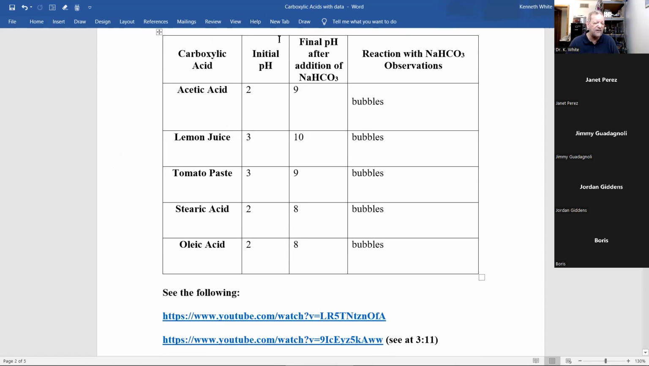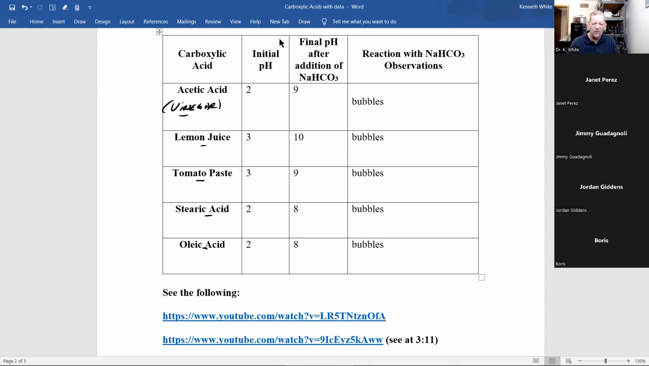Now, what are the products you test? Acetic acid, which is really, we use vinegar. Remember, acetic acid and water is vinegar. Then lemon juice, which has an acid in there, carboxylic acid. Same thing with tomato paste. This is dangerous stuff. And stearic and oleic acid.